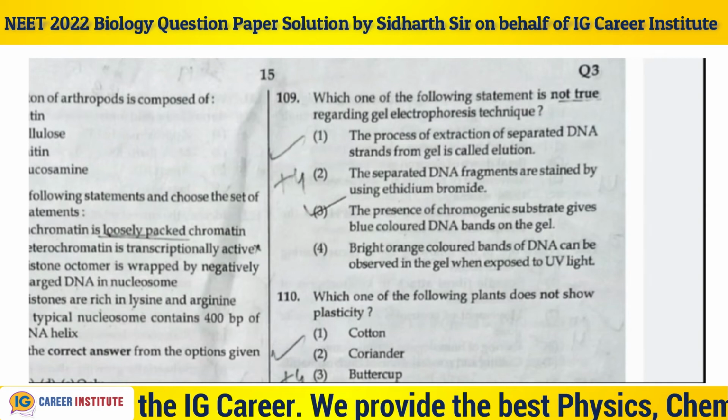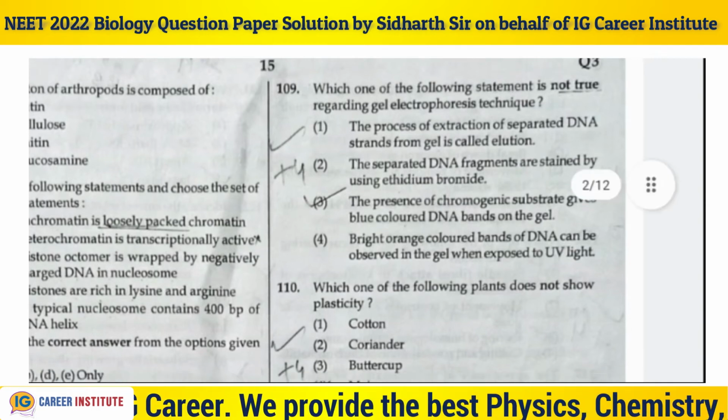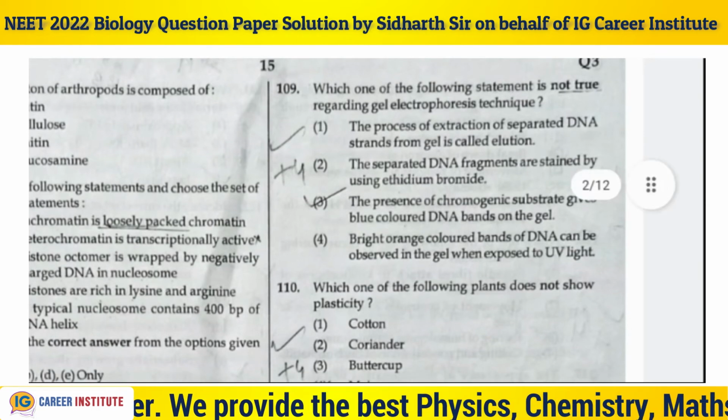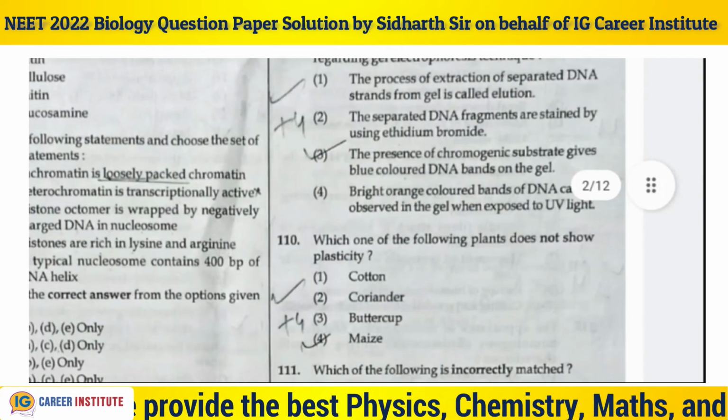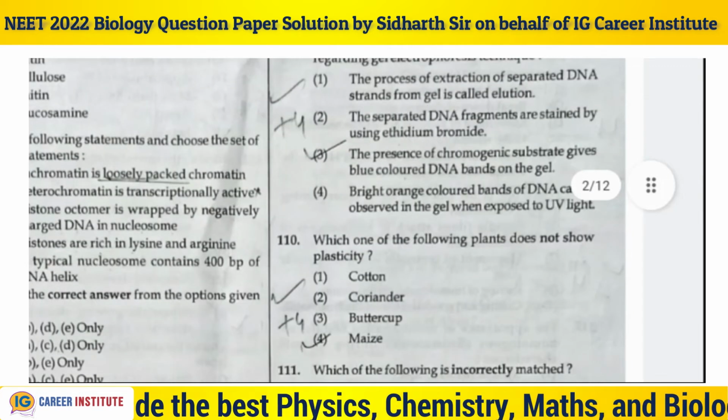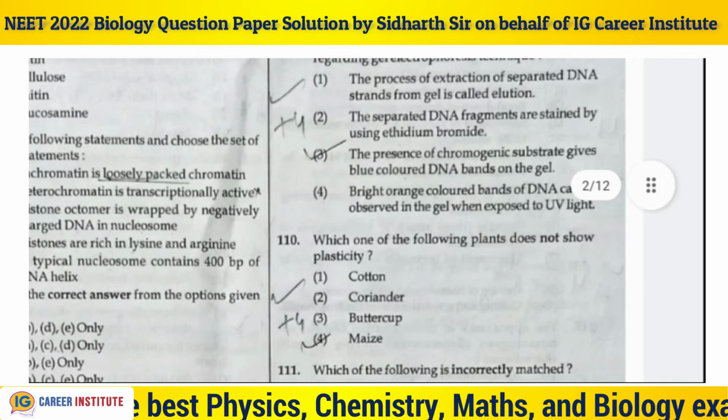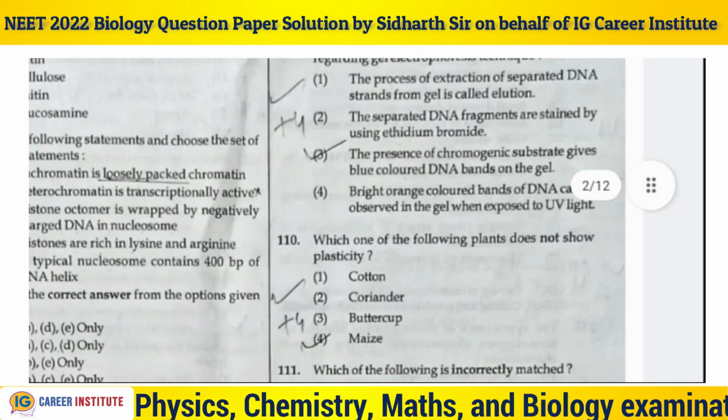Now let's read option 3. The presence of chromogenic substrate gives blue colored DNA bands on the gel, which is wrong. See, even if you don't know option 3, you see the other 3 options are directly from NCERT, so obviously correct. So you can easily understand the incorrect one.